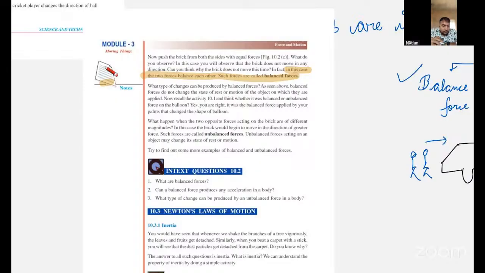In this case, the two forces balance each other. Such forces are called balanced forces. What type of changes can be produced by balanced forces? As seen above, balanced forces do not change the state of rest or motion of the object on which they are applied. Now we'll do activity 10.1 and think whether it is balanced or unbalanced force on the balloon.